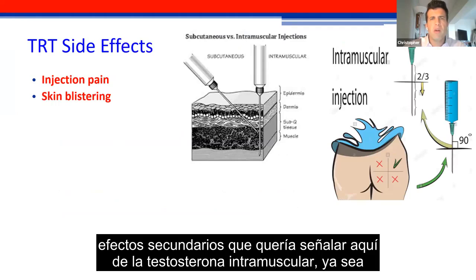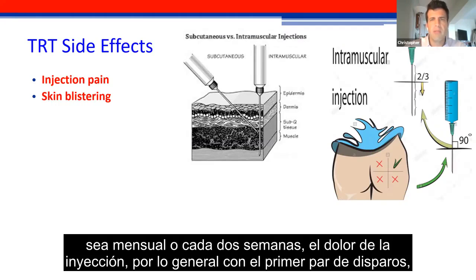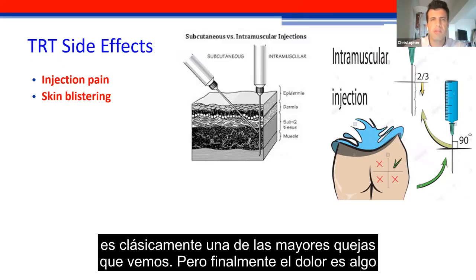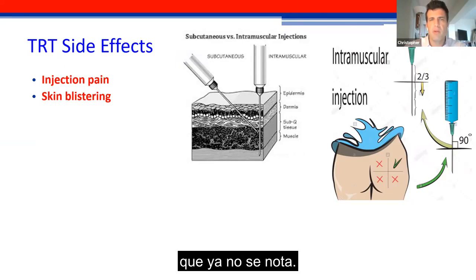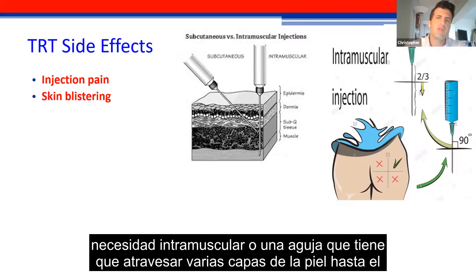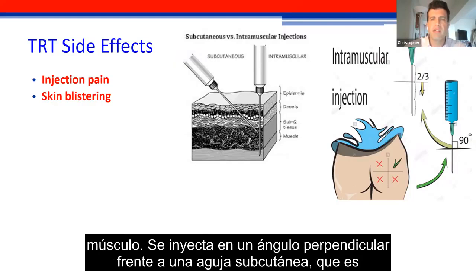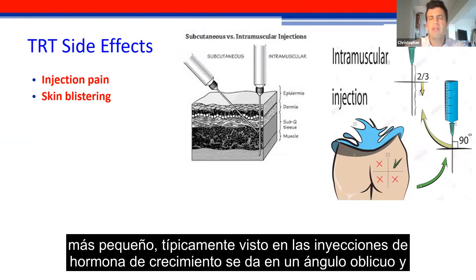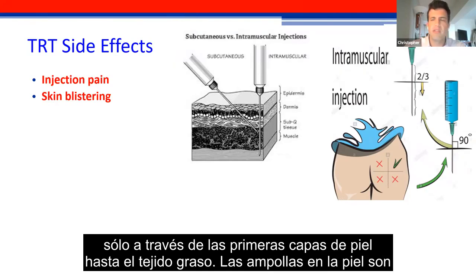Some of the side effects I wanted to point out from intramuscular testosterone, whether it be monthly or every 2 weeks: injection pain, usually with the first couple of shots, is classically one of the biggest complaints we see, but eventually the pain is no longer noticed. You can see here on the first illustration on the left the difference between an intramuscular needle that has to go through several skin layers down to the muscle, injected at a perpendicular angle, versus a subcutaneous needle, which is smaller, typically seen in growth hormone injections. It's given at an oblique angle and just through the first couple layers of skin to the fat tissue.